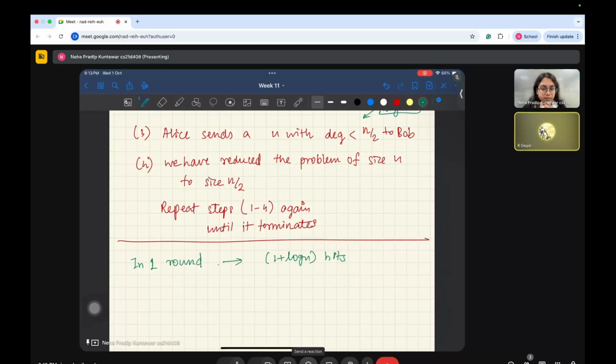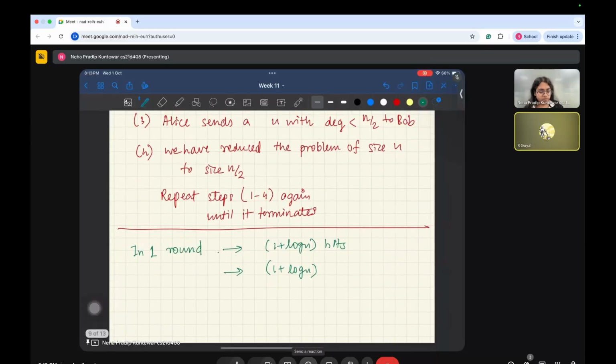Yes. And then in the next round, we have reduced the problem of size n to size n by 2. But then again, Alice would be sending one more vertex in response, and if it is not the terminating condition, then we would be requiring log n number of bits again. But the size is getting reduced: n by 2, n by 4. So there would be log n number of rounds, and in every round we require log n number of bits. So we could solve this with the order of log square n number of bits.